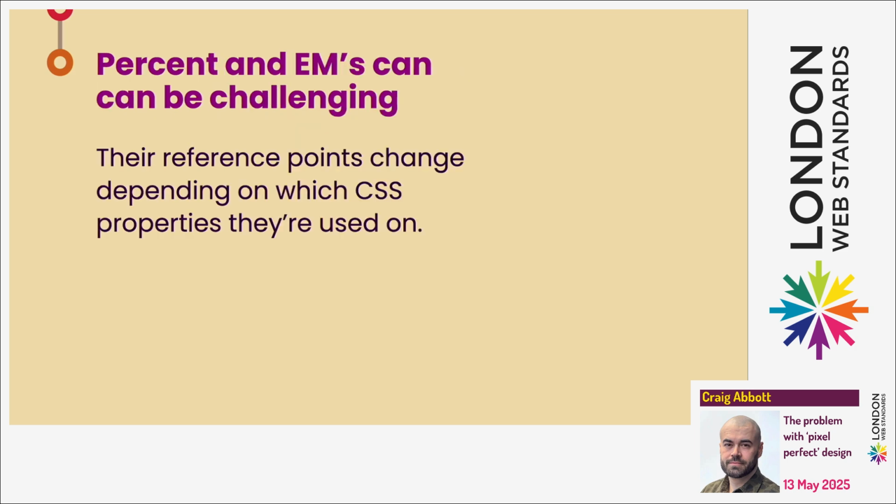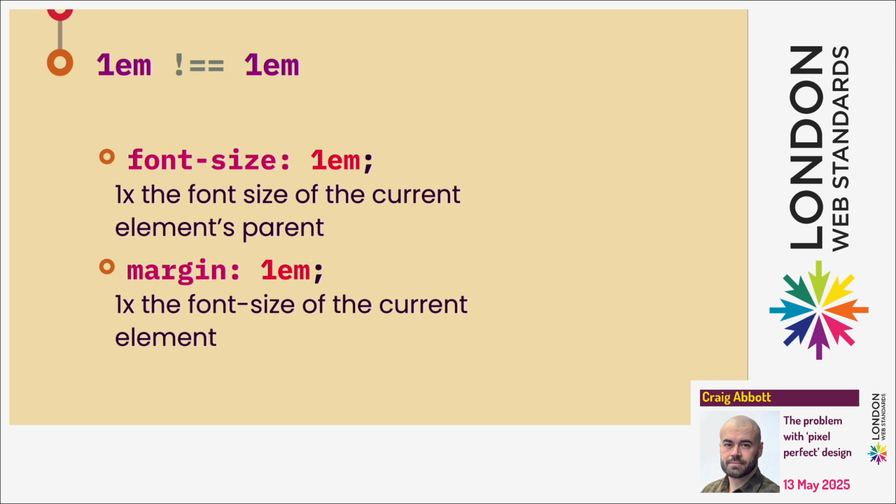So when I've tried to explain these concepts, normally to designers or people who don't necessarily know the ins and outs of browsers, their reference points change, which, depending on which CSS properties they're used on, means that you can essentially end up with different sizes. So for example, 1em is not 1em. If you set your font size to 1em, the font size will use the parent element's font size to then set itself. But if you use it on a margin, it'll use the element's own font size to set the margin. So you end up with these sort of variations in what size you might actually get in your design.